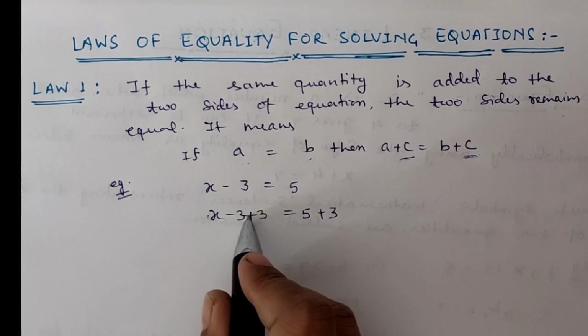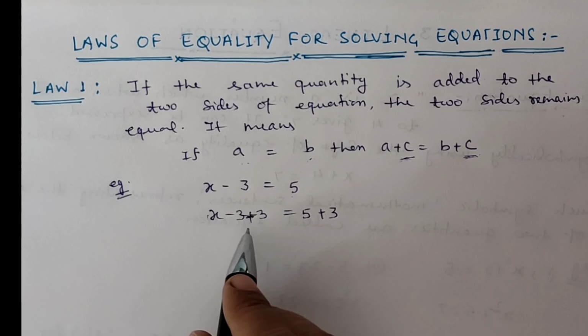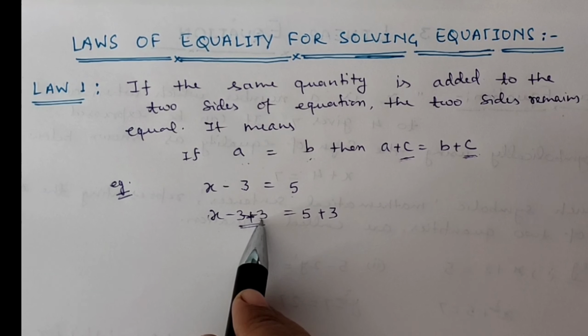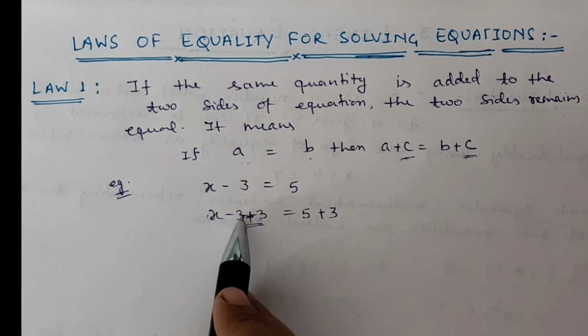Both sides you will add plus 3. Why are you doing this? Because here you see, when you add plus 3 on the left hand side, this plus 3 and minus 3 will cancel each other and it will become 0. Plus 3 minus 3 is equal to 0, and here you will get only x. This will become 0, it will be cancelled, and x is equal to 8 you will get. So this is your answer.